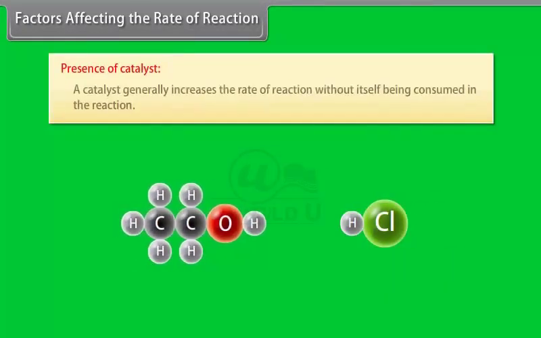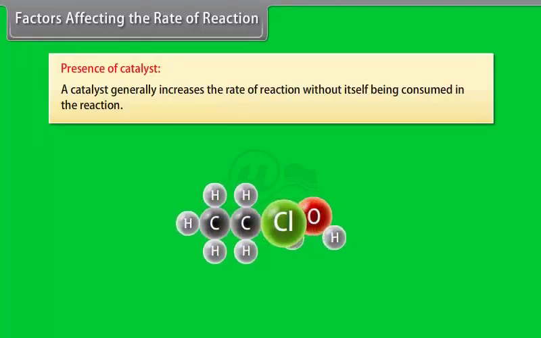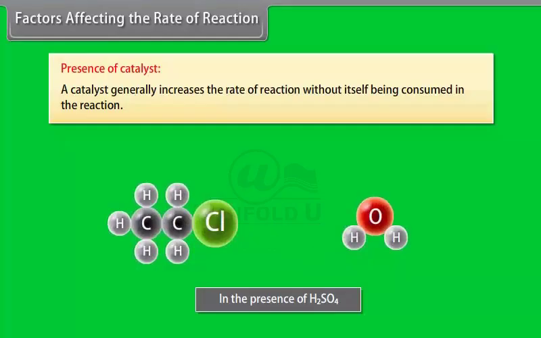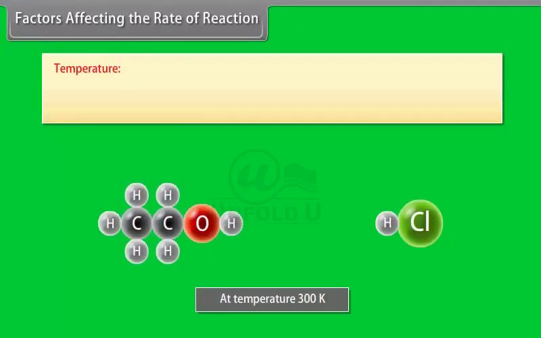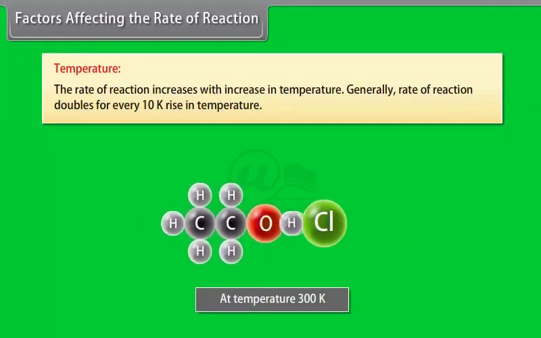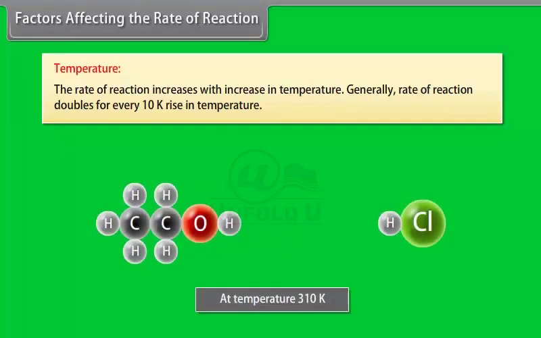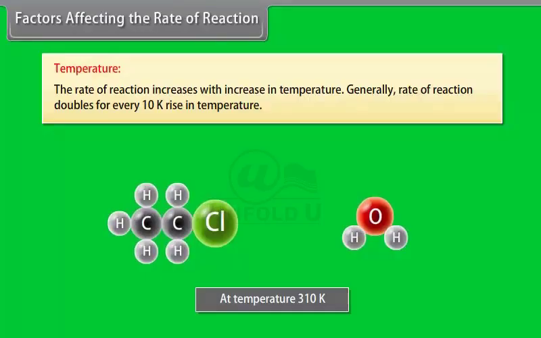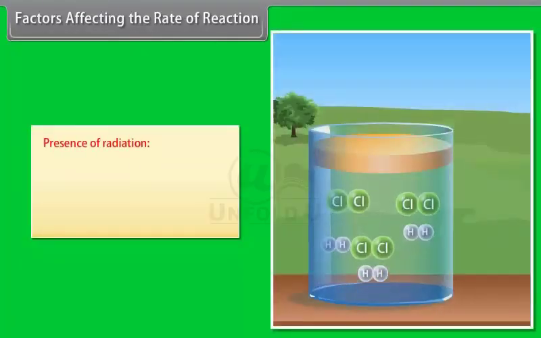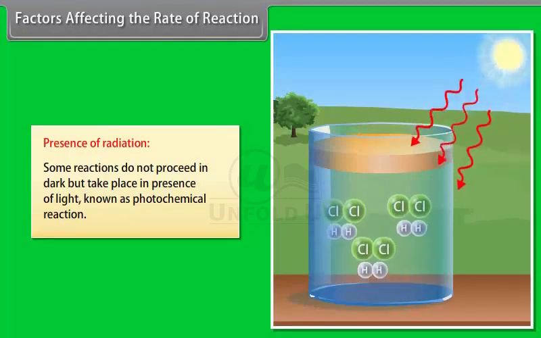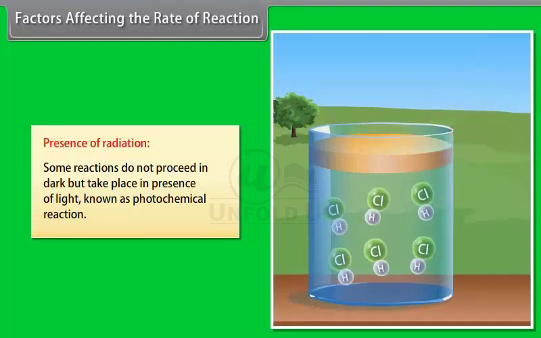Presence of a catalyst. A catalyst generally increases the rate of a reaction without itself being consumed in the reaction. Temperature. The rate of a reaction increases with an increase in temperature. Generally, the rate of a reaction doubles for every 10 Kelvin rise in temperature. Presence of radiation. Some reactions do not proceed in dark but take place in the presence of light, known as photochemical reaction.